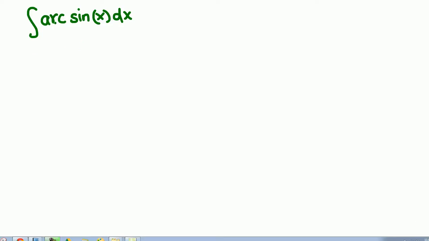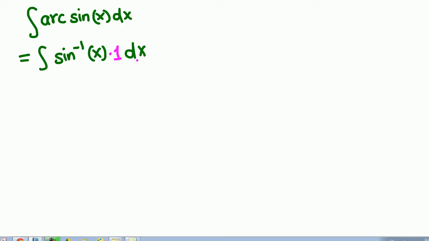Another way to write arcsin x is sine inverse x, and we have dx. There is not a single simple function whose derivative is sine inverse x, so we cannot write the answer in one line. But sine inverse x can be written as sine inverse x times 1.